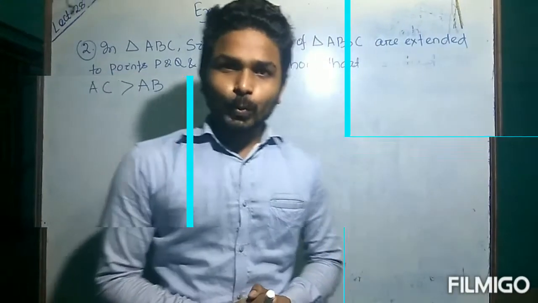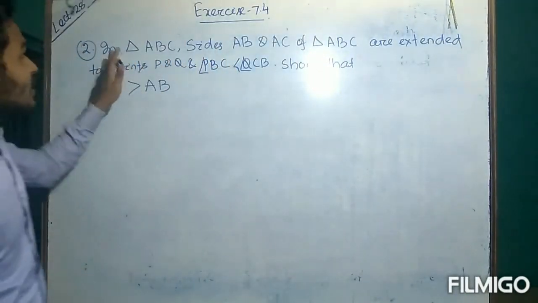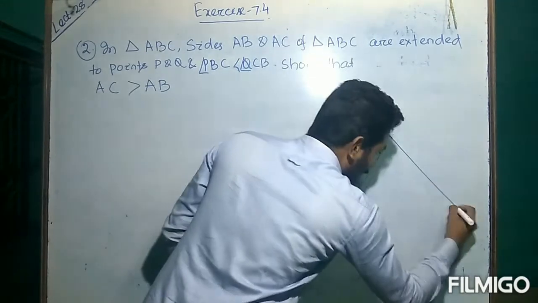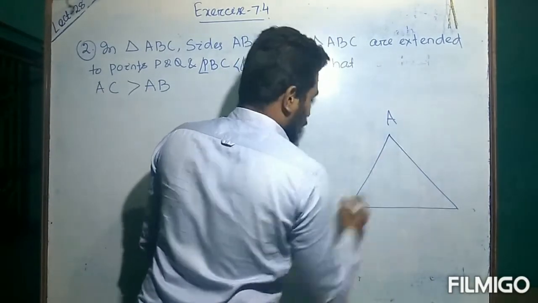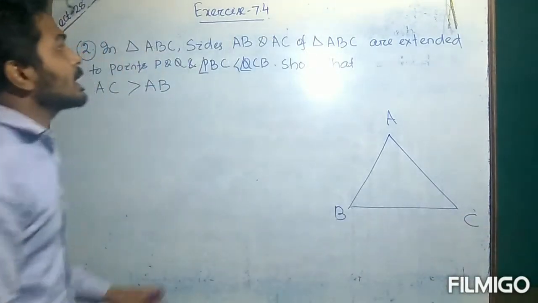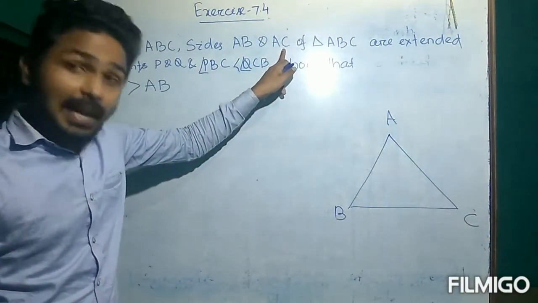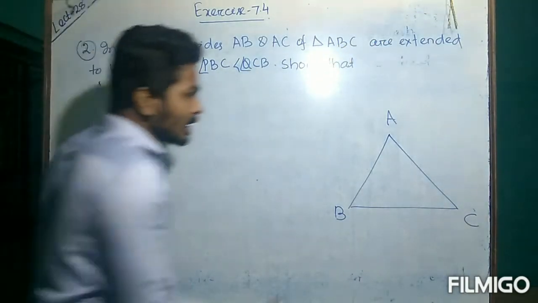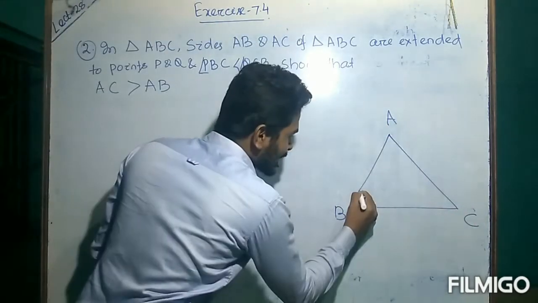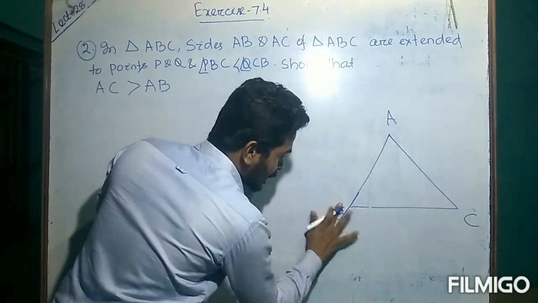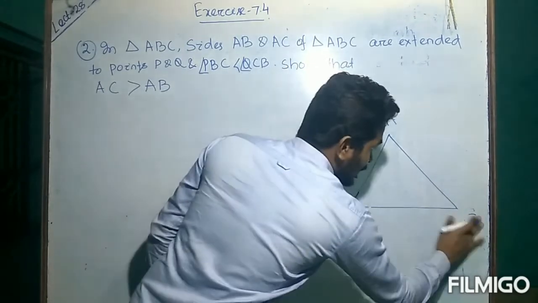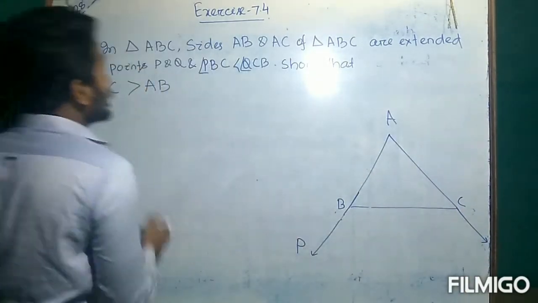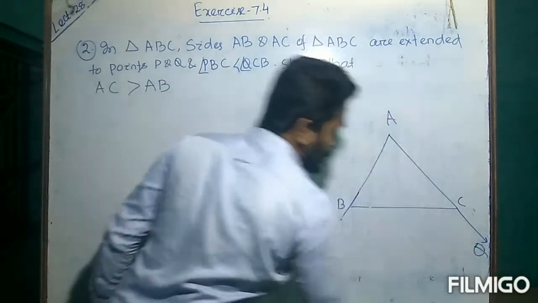Next, coming to question number 2. In question number 2, it is given in triangle ABC. So let us first draw a triangle. As soon as you read the question, you have to draw a figure. So in triangle ABC, sides AB and AC are extended to points P and Q. That means the two sides are produced like this. Similarly, the side AC is also produced like this. AB is produced to a point P and AC side is produced to a point Q.